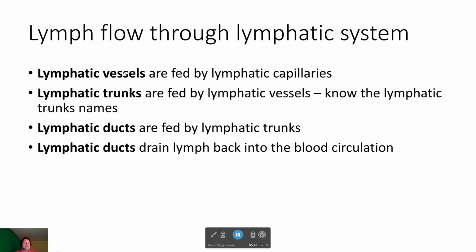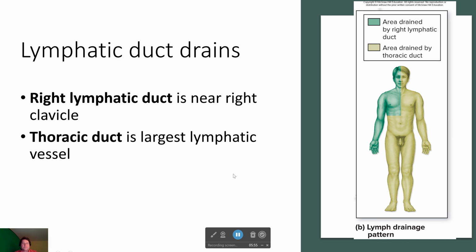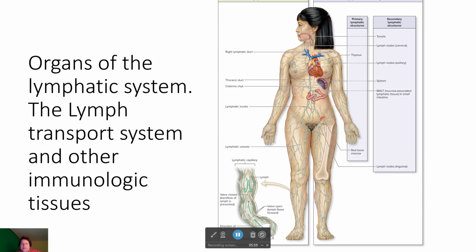And, well, we're using vessels here, vasculature or drain. Drain is a proper term because this fluid is just finding its way back by draining into the blood circulation. So what we've got here is the right lymphatic duct and the thoracic duct. You can see them here, the right lymphatic duct, the thoracic duct right here.